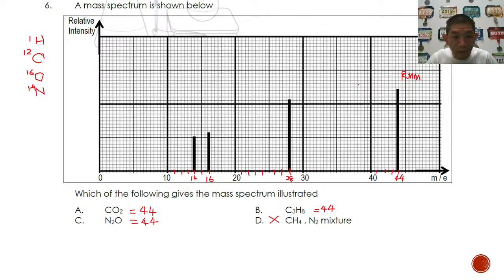Now, if 14, so 14 is probably given by nitrogen and oxygen. So carbon dioxide is automatically out from our answer already, because carbon and oxygen cannot give 14, whereas nitrogen may be possible, and then C3H8.